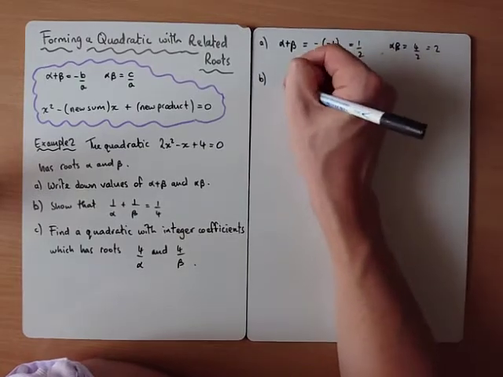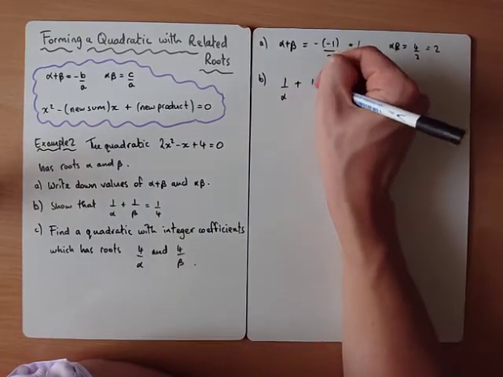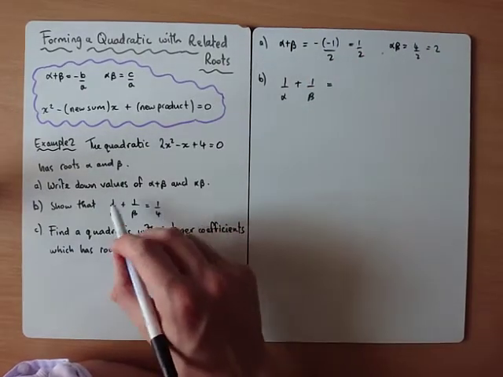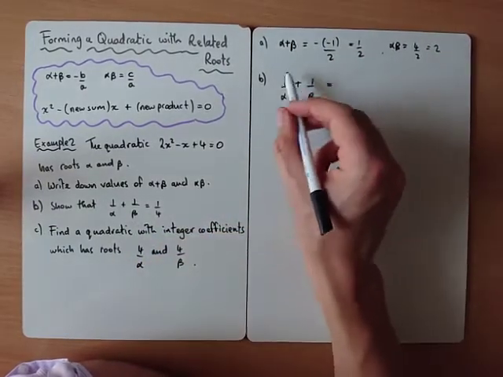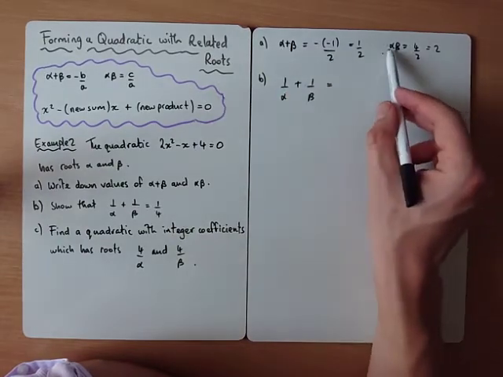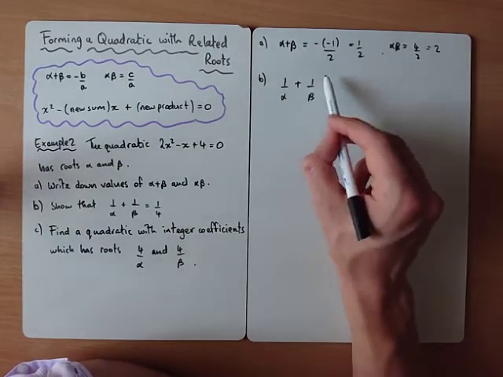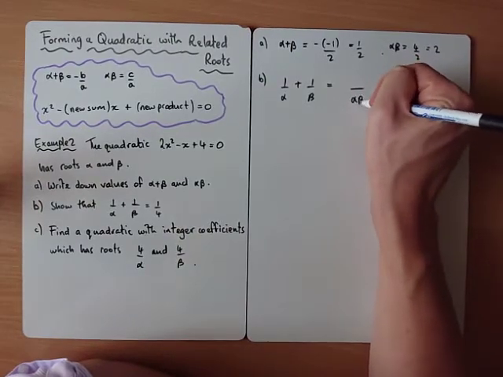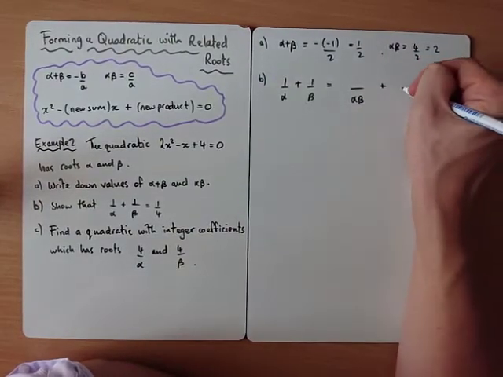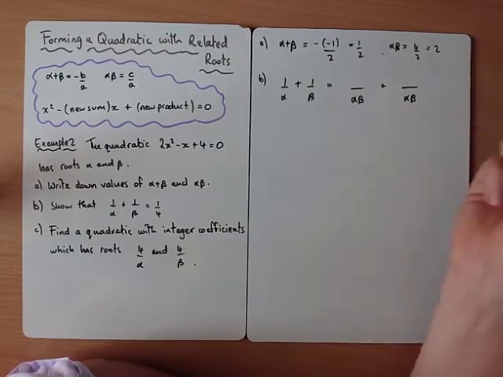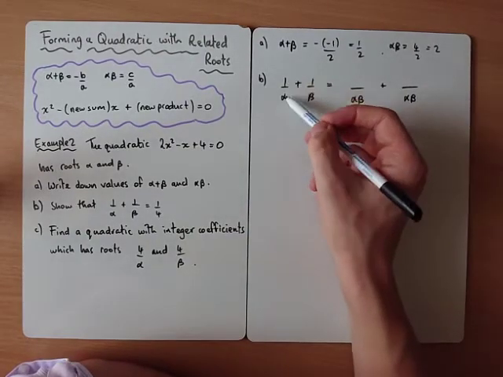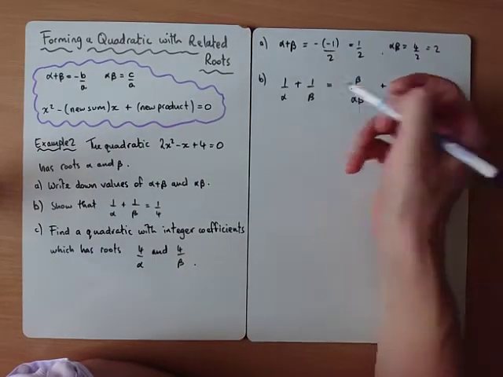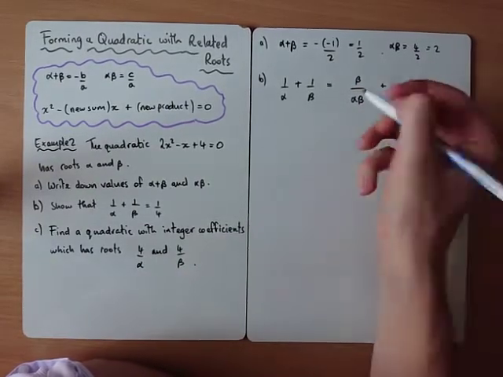So we want to show that 1 over alpha plus 1 over beta is equal to a quarter. To show this, can we get alpha plus beta? Can we get alpha beta? We need a common denominator, so we can add these 2 fractions together. They're both going to need to be over alpha beta. So we multiply this one by beta on the top and on the bottom, and we multiply this one by alpha on the top and on the bottom.